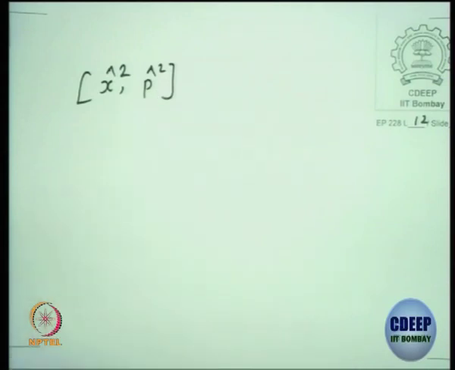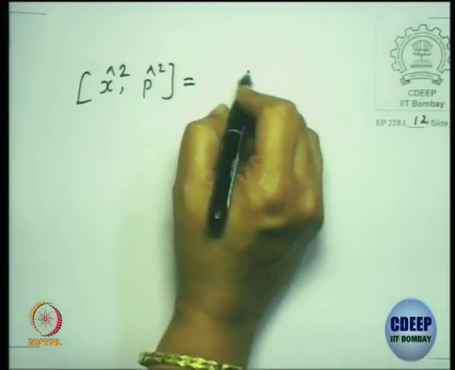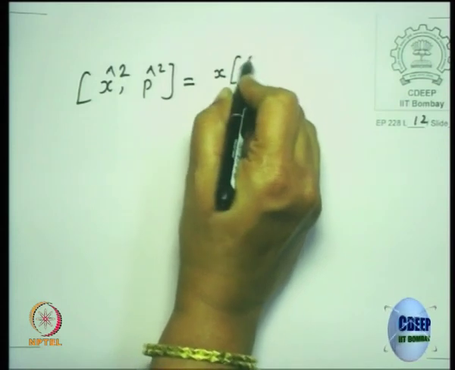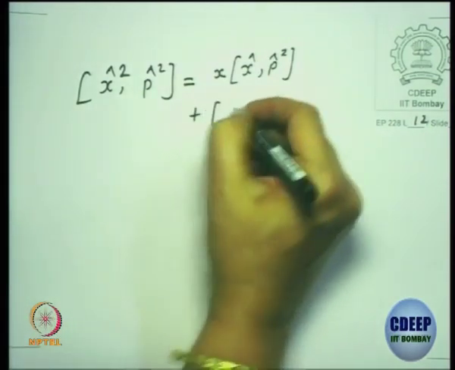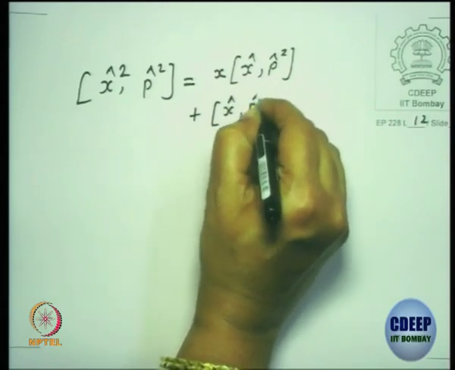Okay? Suppose I give you x squared commutator with p squared. How will you do that? Now there is one more thing you can use here. X with X, there is no order. You can use that fact. The commutator of X with X is 0. So this is not AB, it's not two different operators, the same operators. So how will we write this? We can write this as x with xp squared plus x with p squared x.